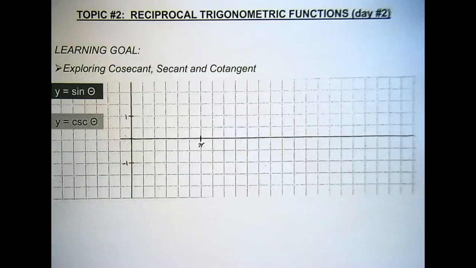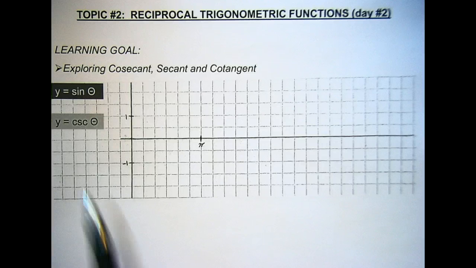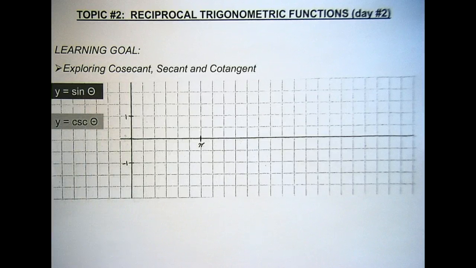We're going to talk about graphing the reciprocal trig functions. In order to do that, I first want you to graph y equals sine theta on this graph from 0 to 2 pi. Actually, go out to 4 pi for me. Okay, go 0 to 4 pi, graph y equals sine theta. And then after you do that, I need you to have a highlighter out and your table from yesterday, please.